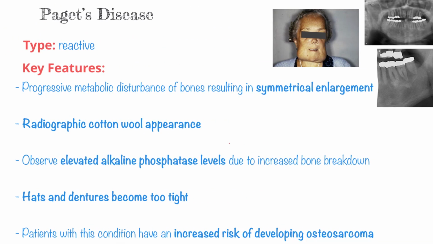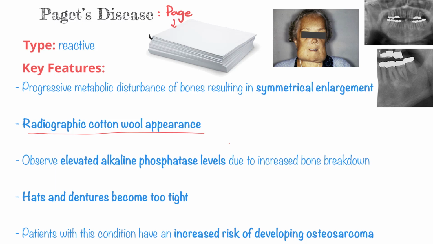Now let's go back to the main features and see how we can remember them. Starting with the radiographic cotton wool appearance, we will give a nickname to Paget's. It will be Page, and as we all know, the page is white like cotton wool, right? So remember Paget's, Page. The page is similar to the cotton wool.